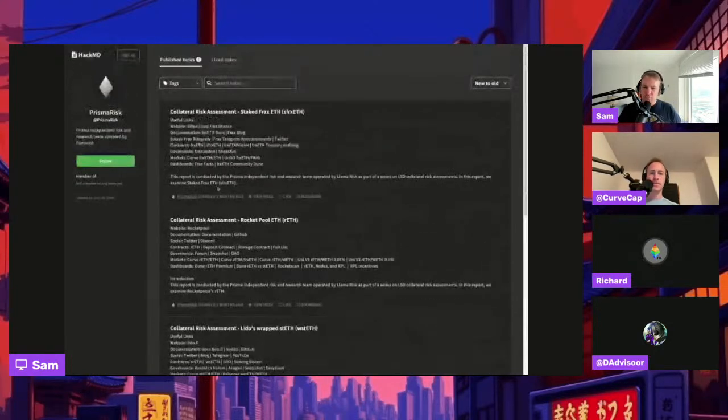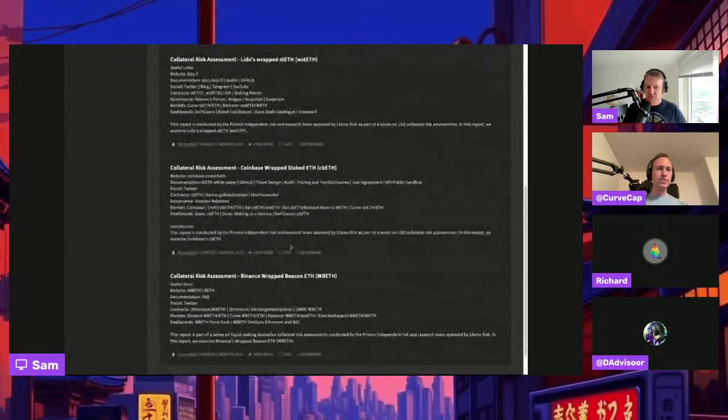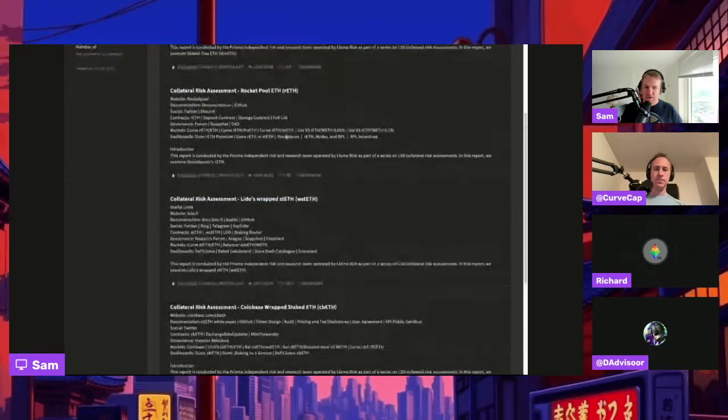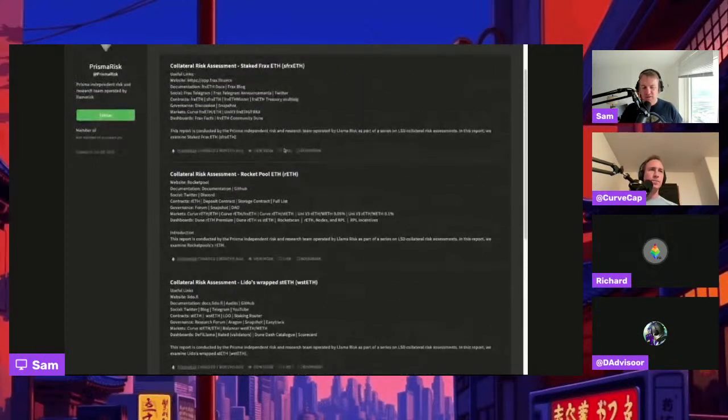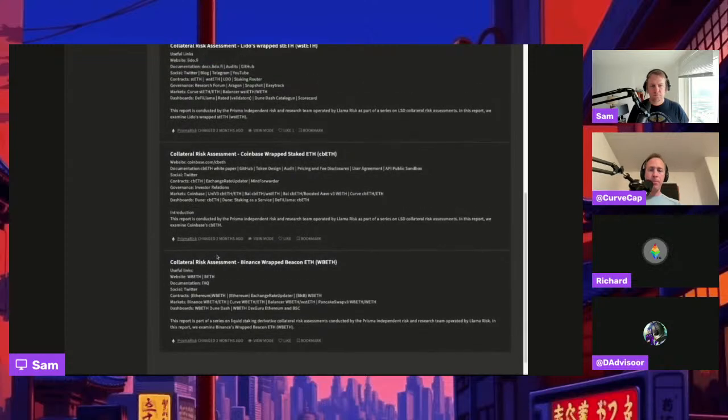Yeah. Looking at the Prisma Risk reports, there's one for each of the decentralized LSDs: StakeFrax ETH, rETH, wrapped stETH, and also Coinbase ETH and Binance Wrapped Beacon ETH. I know that wrapped stETH, rETH, and StakeFrax ETH are here, but did you include Coinbase ETH and Binance Wrapped ETH? Yeah, cbETH is on, but Binance is not, in terms of launch collaterals.